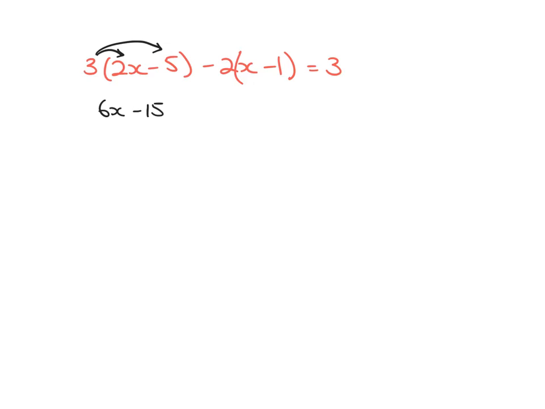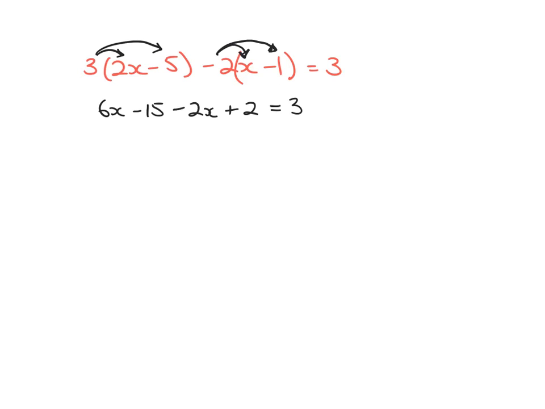Okay, guys, you've got to be careful with the next lot because you've got this negative 2. It's not just 2, it's negative 2. So what's negative 2 times x? Negative 2x. And what's negative 2 times negative 1? Negative 2 times negative 1 is plus 2, because you've got 2 negatives. And this is equal to 3.